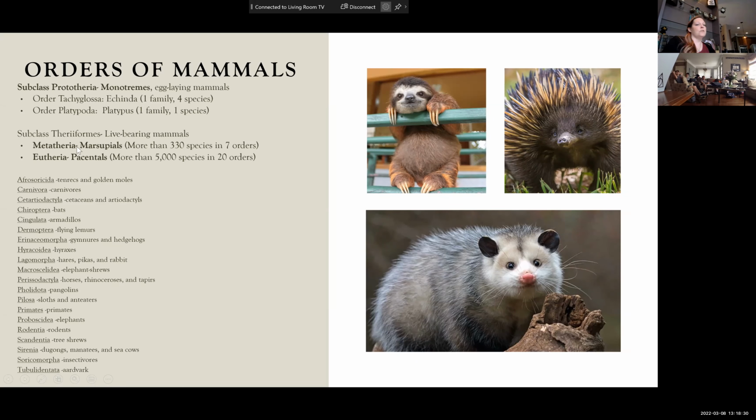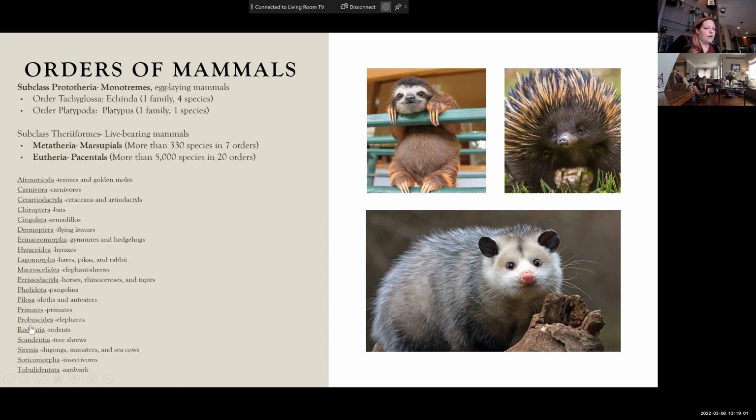We have Prototheria, Metatheria, Eutheria. So this has to do, mammals are classified by how they reproduce. So the Prototheria are monotremes, they're egg laying, and we have 1 family and 4 species of echidna, and then 1 family, 1 species of platypus. And this is our little echidna. What a cute face. And then theriforms are live-bearing mammals, whereas these guys are egg-laying mammals. And Metatheria are marsupials, Eutheria are placentals.